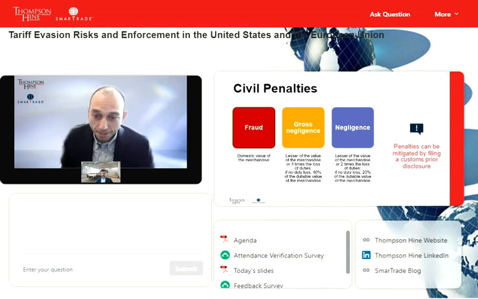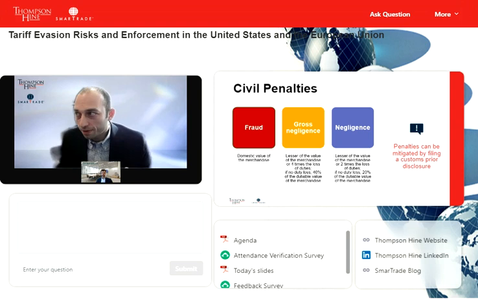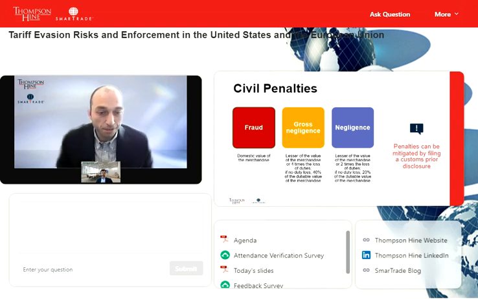And the timing is essential because the safe harbor under prior disclosures is available only for violations before the commencement of a formal investigation by CBP. So essentially, the longer a party waits, the higher the likelihood of CBP launching a formal investigation, and when that happens, that will foreclose the importer from getting the benefits of the safe harbor here.